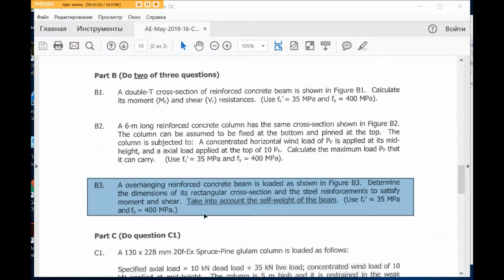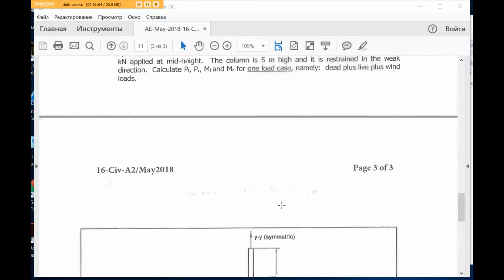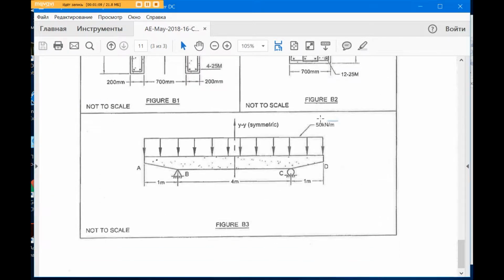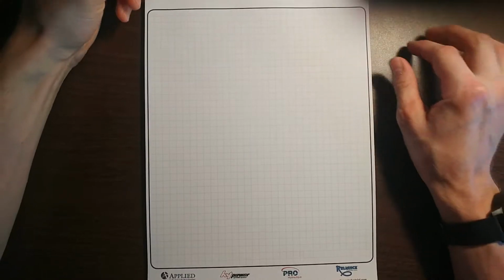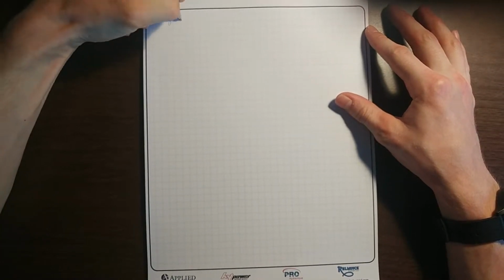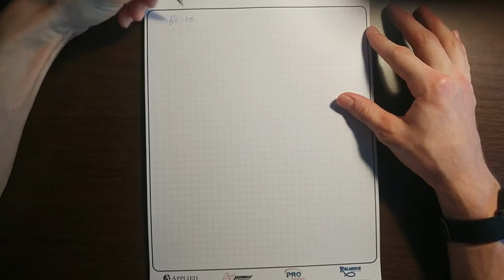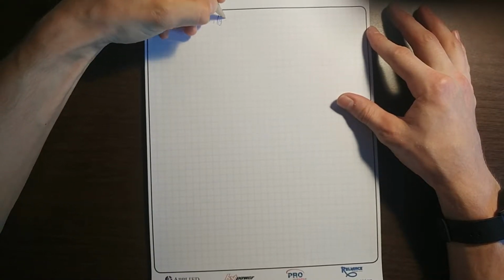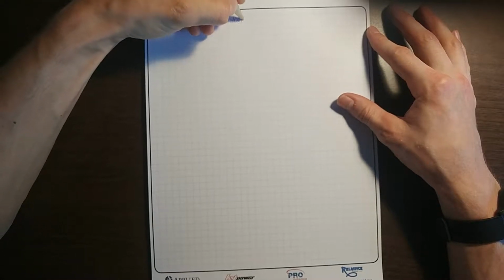In this problem they also give us a drawing that shows a 50 kilonewton per meter distributed load on this beam, and the span of this beam is 6 meters. Alright, let's do this. So we have the compression strength of concrete as 35 megapascal and the yield strength of steel as 400 megapascal.